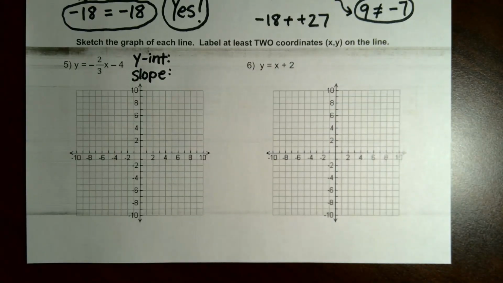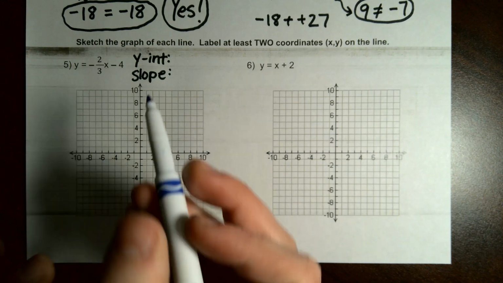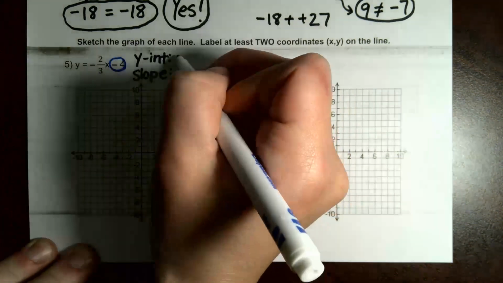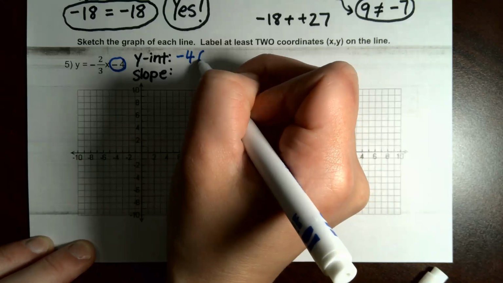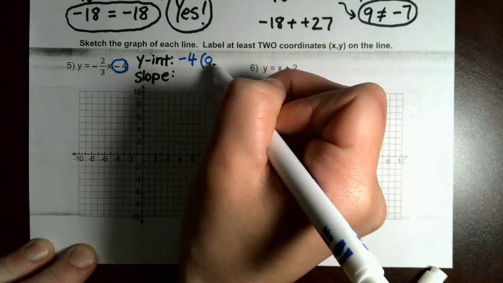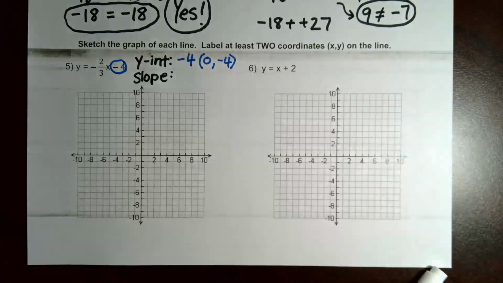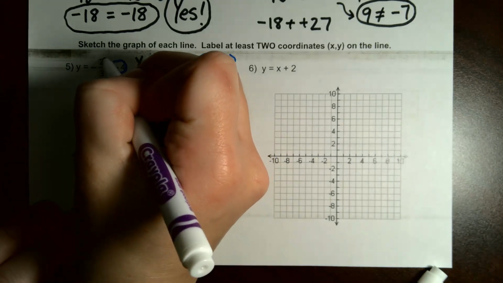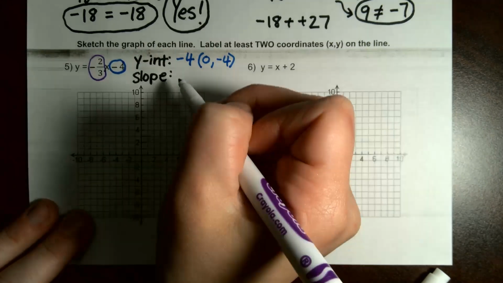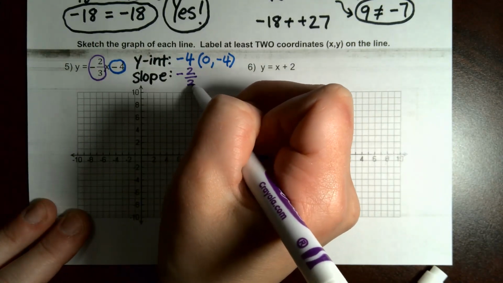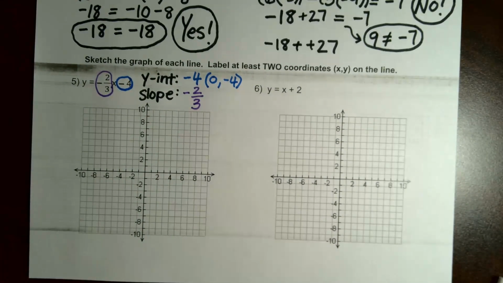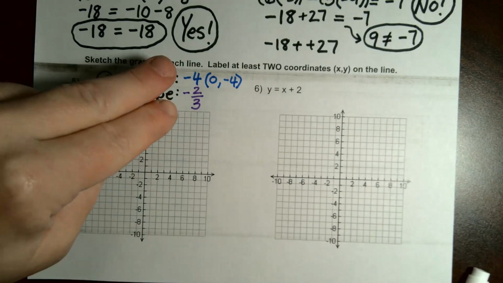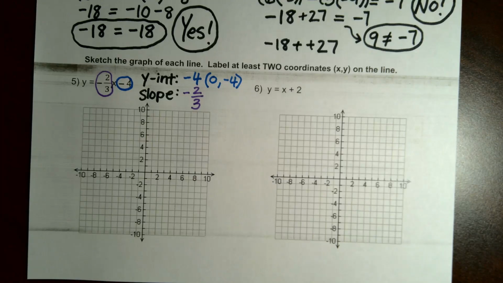Okay, what is my y-intercept? -4. Yeah, -4. It's 0, -4. So as a coordinate, like Bree said, it would be 0, -4. And then what is my slope? Yes, we have negative 2/3 as a slope. So I'm going to write negative 2/3. All right. So how are we going to use these two pieces of information to draw a line for this?